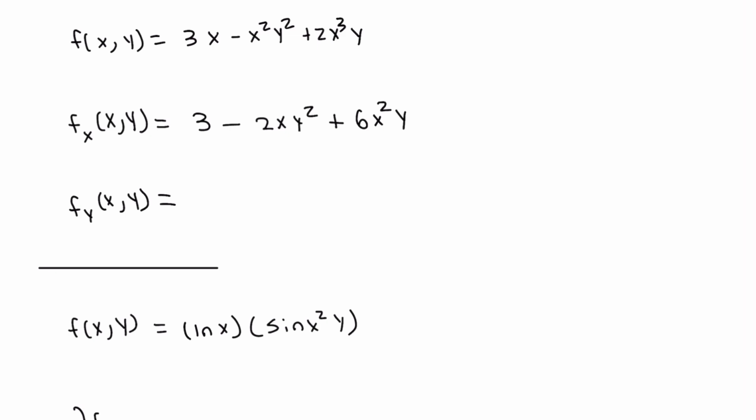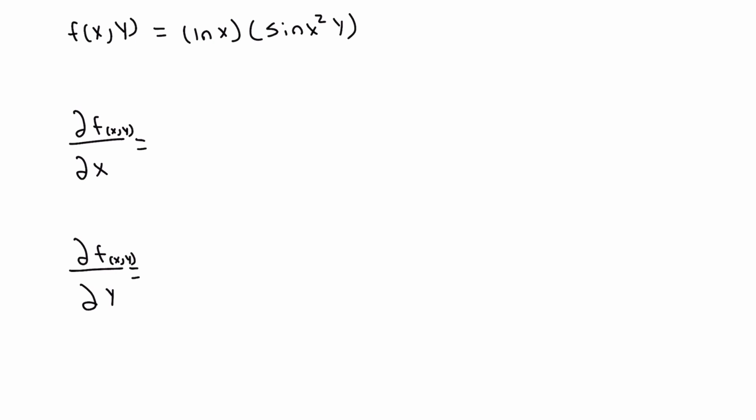Now let's do the same thing, but find the partial derivative of f with respect to y. The derivative of 3x would just be 0 because it is considered a constant. And then we have negative x squared times y squared, so this would be negative 2 times x squared times y. And then we have 2x to the third times y. 2x to the third would be considered a constant, and the derivative of y is 1, so we would add 2x to the third.